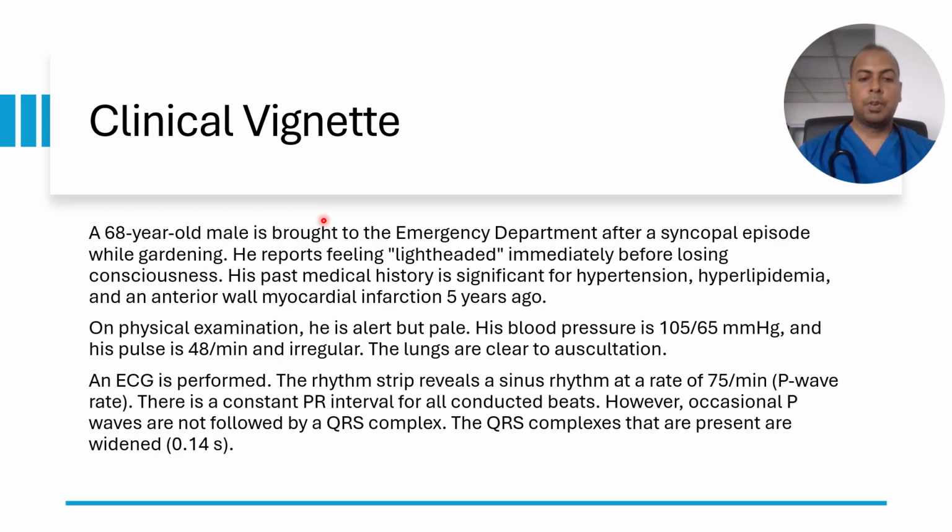An EKG is performed and the rhythm strip reveals a sinus rhythm at a rate of 75 beats per minute. There's a constant PR interval for all conducted beats. However, there are occasional P waves that are not followed by a QRS complex. The QRS complexes that are present are widened to 0.14 seconds. So let's look at our possible answers.